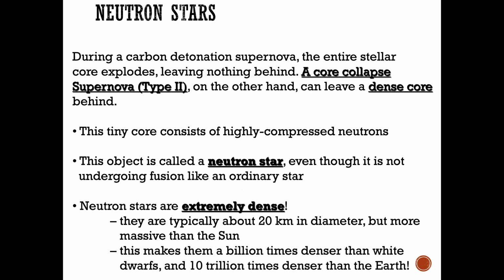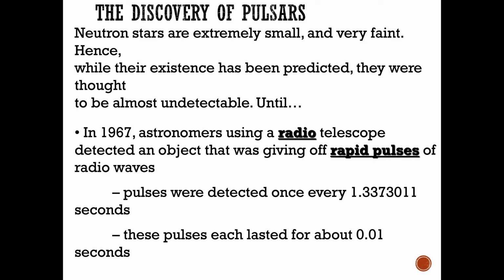Right, now we will move on to talk about the discovery of pulsars, right? So there is another type of object called pulsars. However, pulsars and neutron stars are connected in a certain way. That is, as you know, neutron stars are extremely small and they are very faint, right? Because you don't have anything to give off light. You just have a neutron core there, right? Now, because of that, it is very hard to detect these neutron stars.